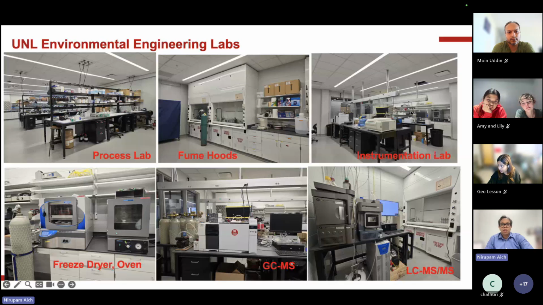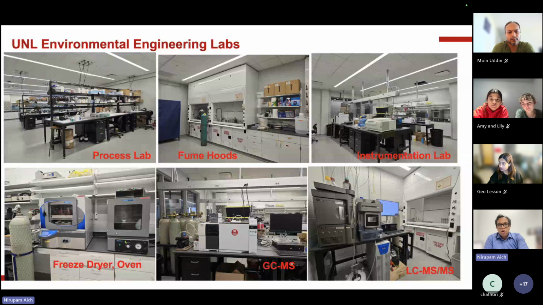Then we have an instrumentation lab where we have different types of instruments, including analytical instruments like gas chromatography mass spectroscopy or liquid chromatography mass spectroscopy, which are important for analyzing different pollutants in the environment.